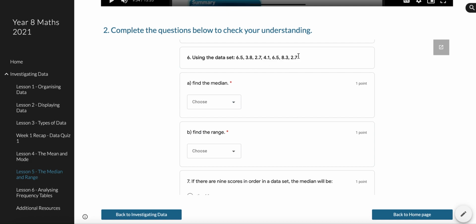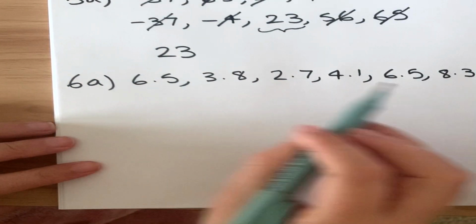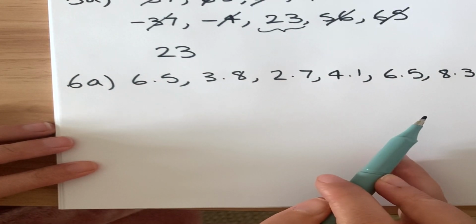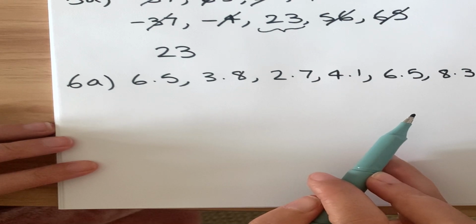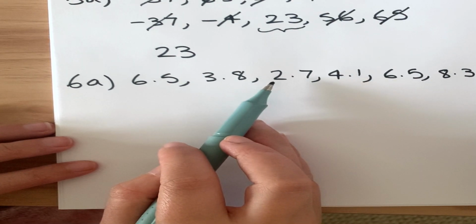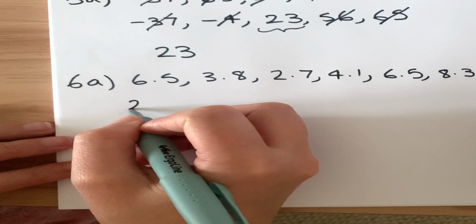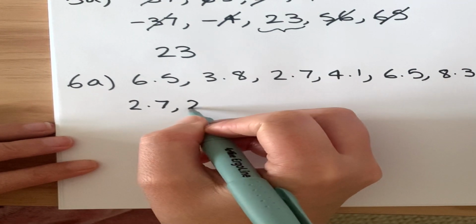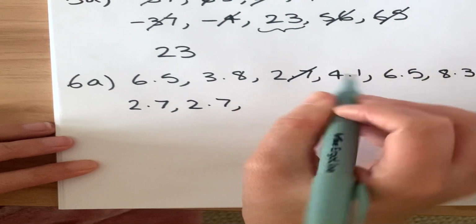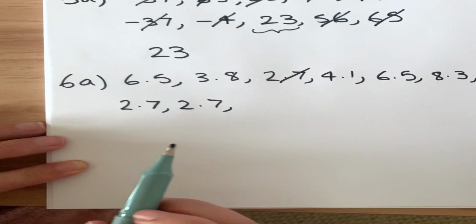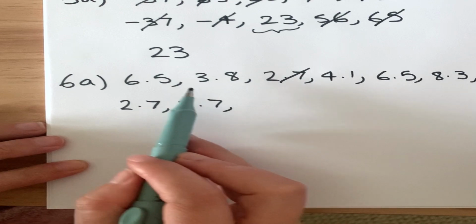Okay, here's another data set that's not in ascending order, so we're going to have to rearrange it, reorder it again. So again, let's go over to pen and paper. All right, so let's order this in ascending order. We need to find the lowest score first. So the lowest score is 2.7. I can't see any other scores that are lower than that. So we've got two scores that are 2.7. Then our second lowest score is going to be 3.8.